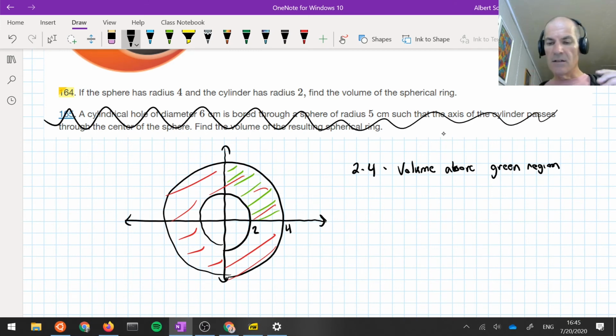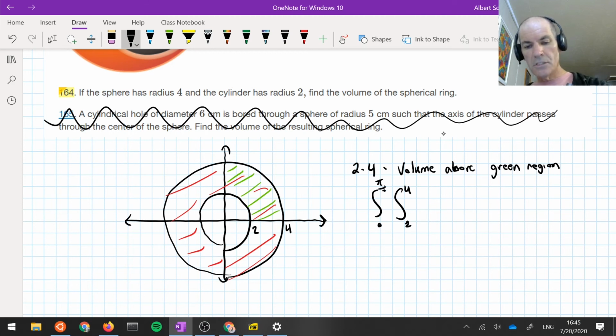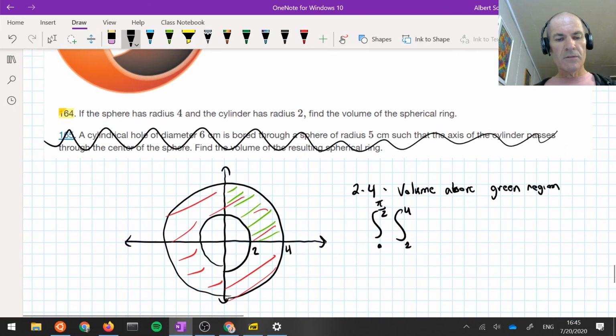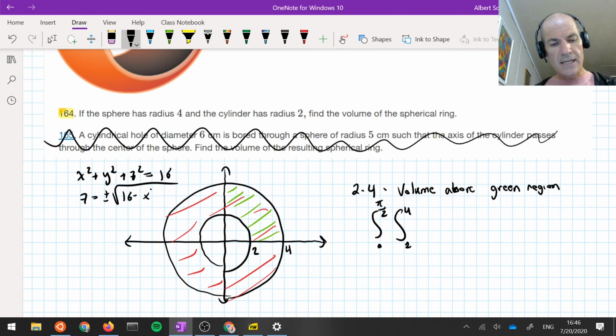And that's a region that I can describe pretty quickly with polar coordinates. So r is going from 2 to 4, and theta is going from 0 up to pi over 2. Now, what's the surface? We're talking about the surface of a sphere. The equation of the sphere is x squared plus y squared plus z squared equals 16. If we solve for z, we get plus or minus the square root of 16 minus x squared minus y squared, like that.